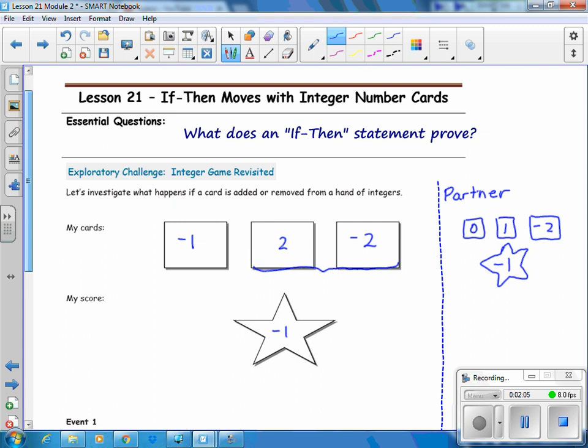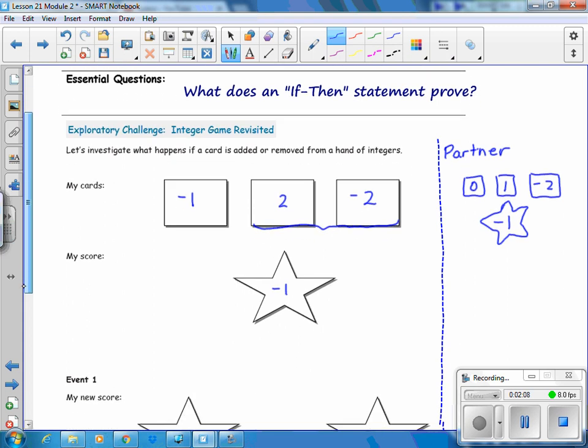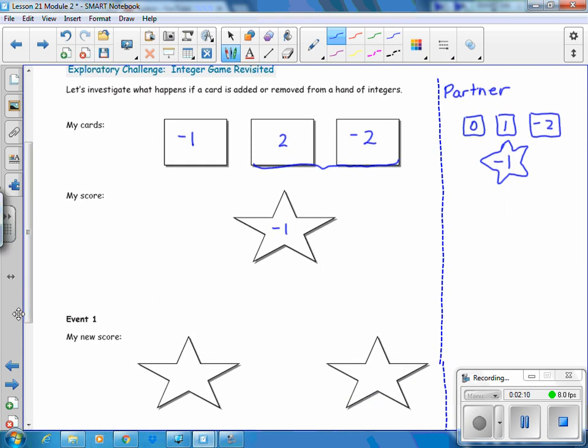So what we want to do is we're going to give each of you a new card, and then we'll reevaluate your scores. So let's write down your expression. The expression to find your score would be -1 plus 2 plus -2, and we found out that that equals -1. And let's also write the expression for your partner's score, which is 0 plus 1 plus -2, and that equals -1. So right now we have 2 scores that are equal.